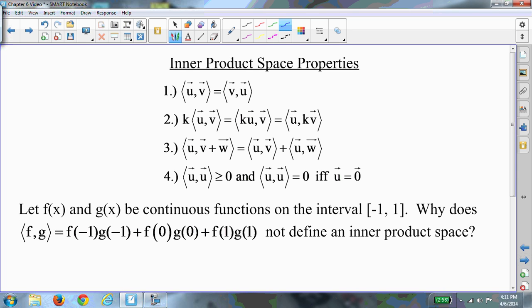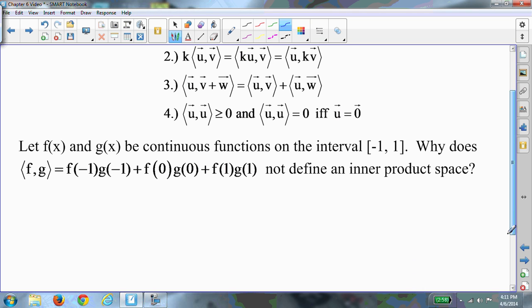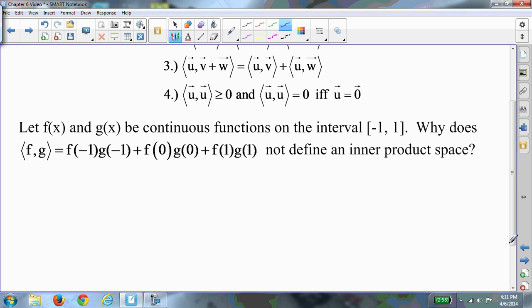So first I'm going to start with our inner product properties. Basically, you can define a set of vectors with an inner product definition as an inner product space if all four of these properties are satisfied. So I have just one example to show you how these properties work. f(x) and g(x) are continuous functions on the interval -1 to 1. Typically, we define this as an integral for f and g, but I want to show you why if we try to use our standard definition of inner product, it doesn't work and it doesn't satisfy those four properties.